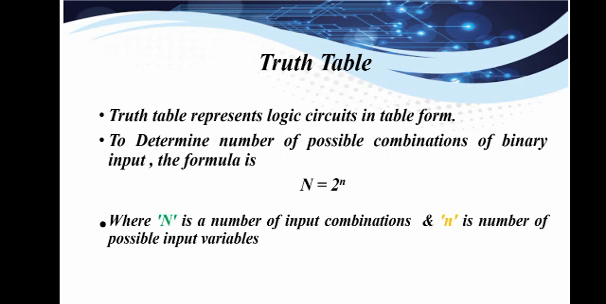If there is only one variable, then we will write 2 raised to power 1. If there are two variables x and y, then we will write 2 raised to power 2. If there are three variables, then we will write 2 raised to power 3. Three variables means x, y and z, and so on till 2 raised to power 7. That will give you 128 combinations.